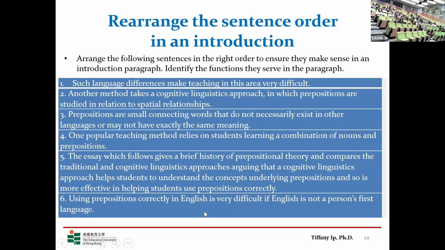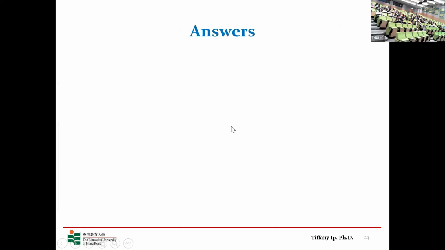Because it provides a really important background, like when English is not the person's first language, how tricky prepositions can be. We don't just define prepositions. So why would I need to define it? And after you mention number 6, number 3 makes perfect sense. Number 3 says they are small connecting words that do not necessarily exist in other languages. And what do you mean by other languages if you haven't mentioned English? So 6 needs to be the first one, and then 3 would come naturally afterwards. So that is why the answer should be 6, 3, 1, and then 4 to 5.